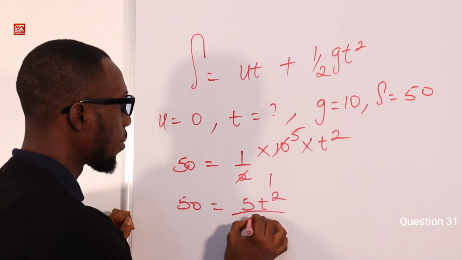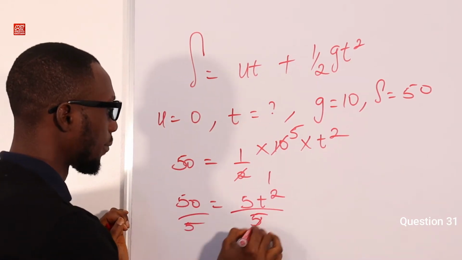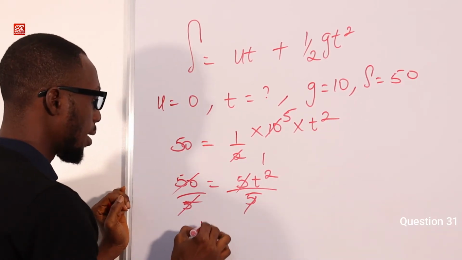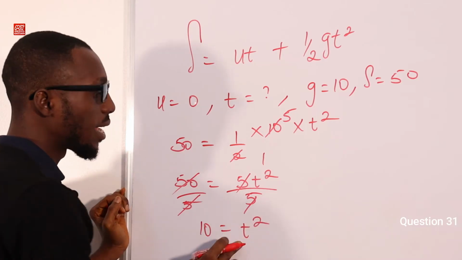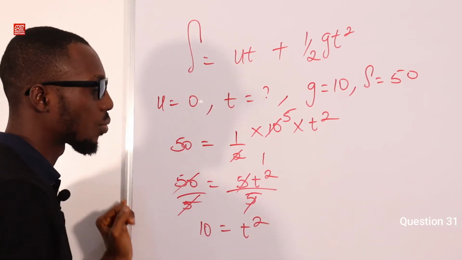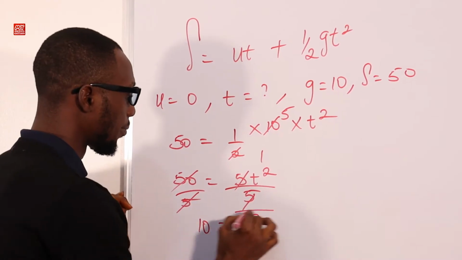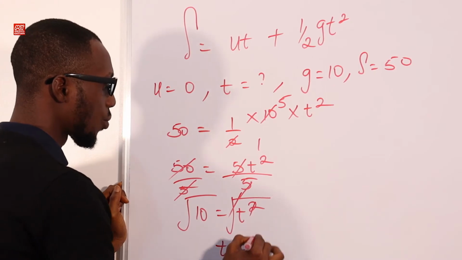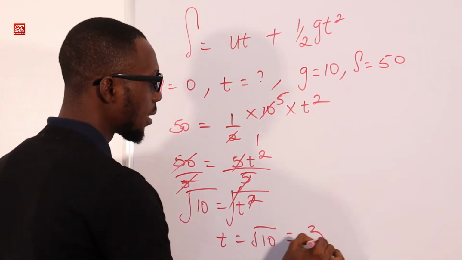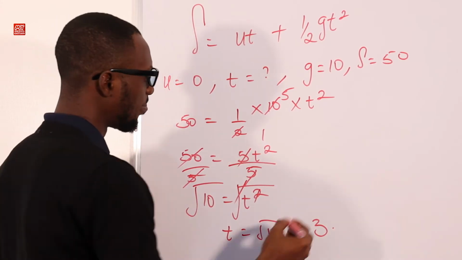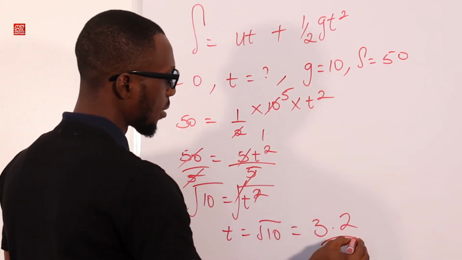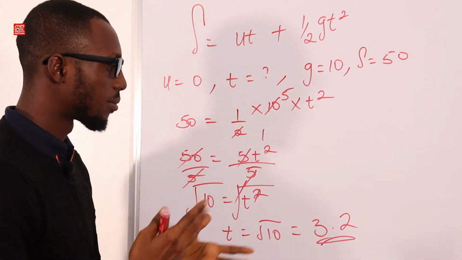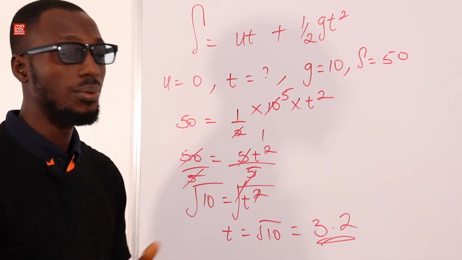All right, so when I divide both sides by 5, what I have should be 10 equals T squared. So we have to find T, not T squared. So what do we do to eliminate the square? We square root both sides. So T equals square root of 10, and square root of 10 is roughly 3.2, or 3.17 thereabouts.